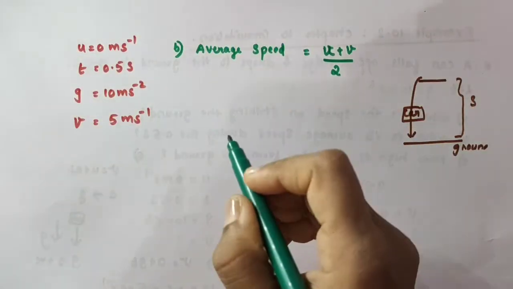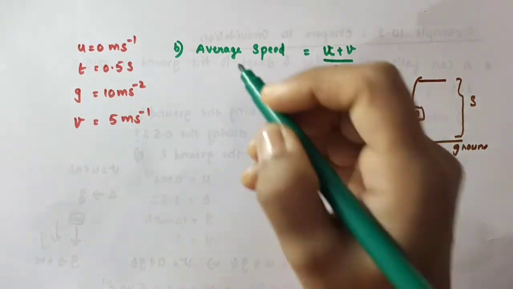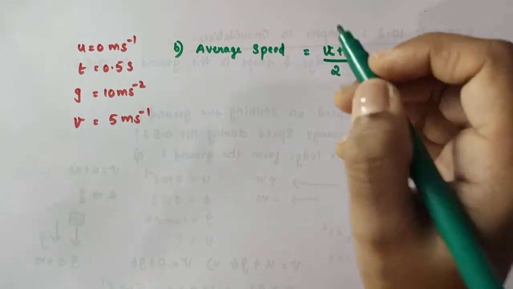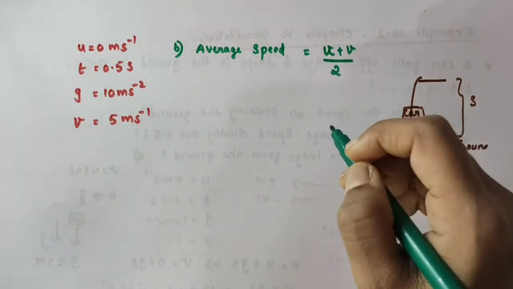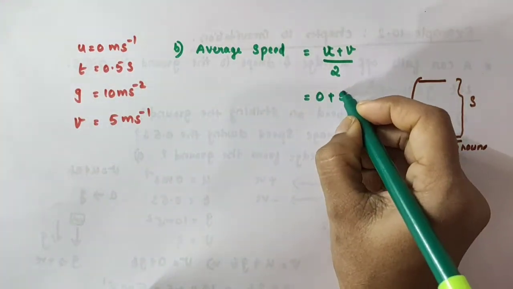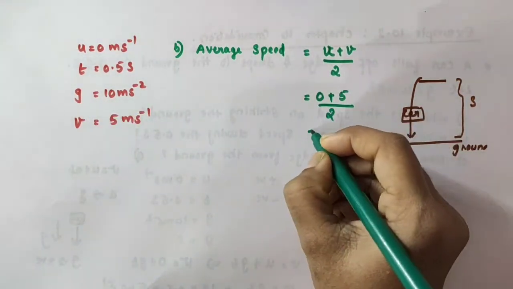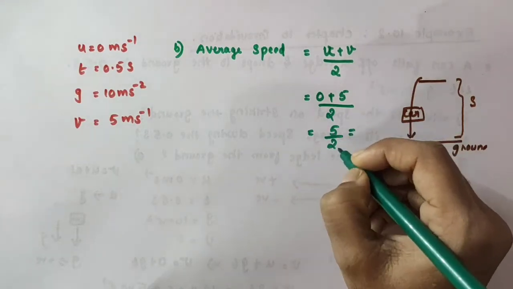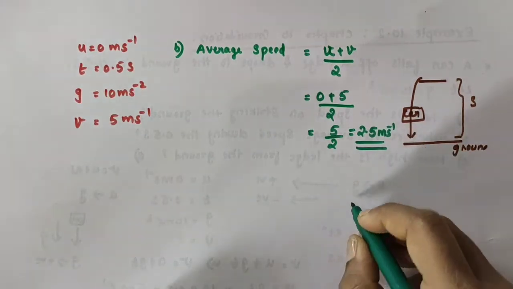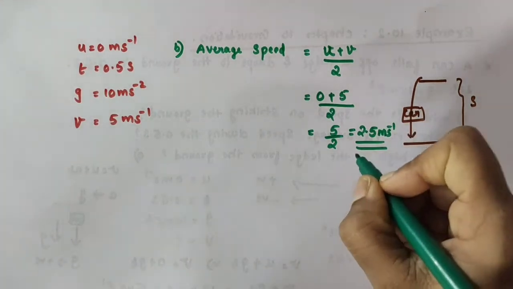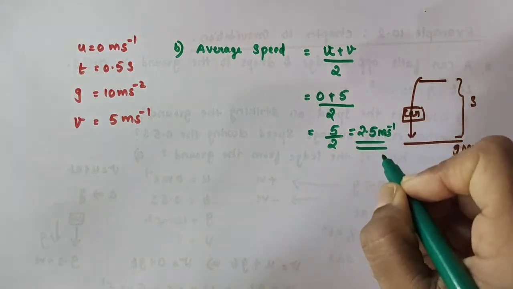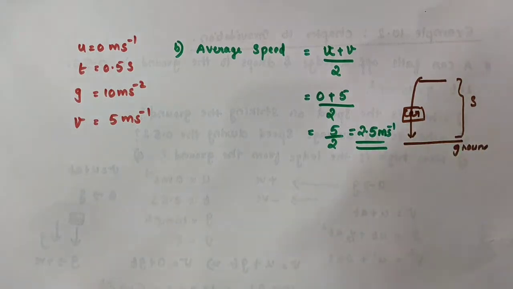Next, the second sub question, that is, to calculate the average speed. We have this expression: average speed is equal to u plus v divided by 2, initial speed plus final speed divided by 2. The initial speed is 0, plus the final speed v is equal to 5, divided by 2. 0 plus 5, 5 divided by 2, that is 2.5. We are calculating speed, so the unit is meter second raised to minus 1. So the average speed of the car in 0.5 seconds is 2.5 meter second raised to minus 1.